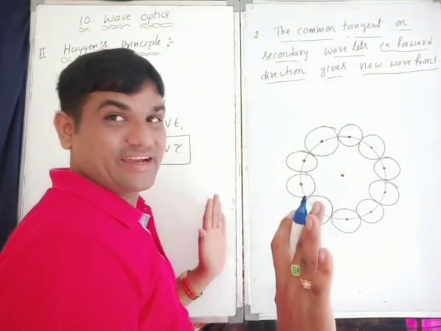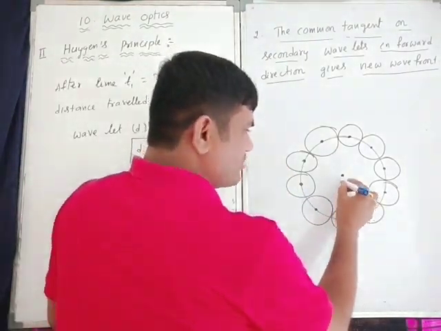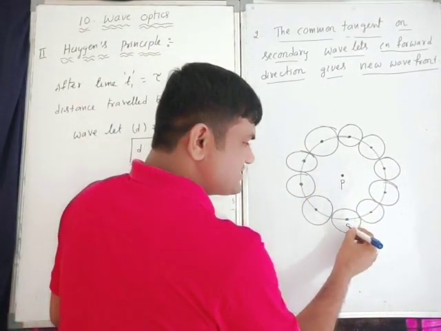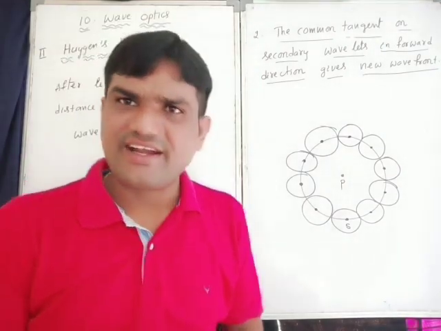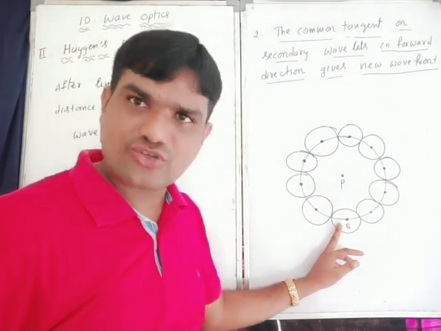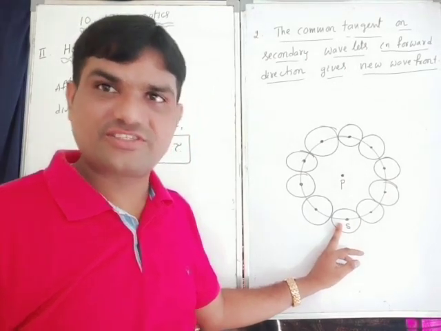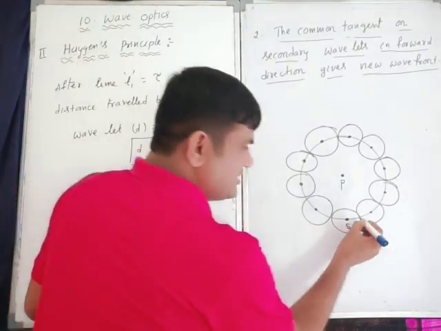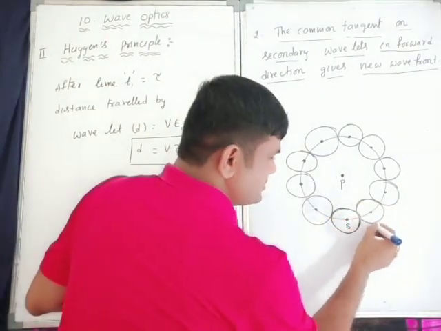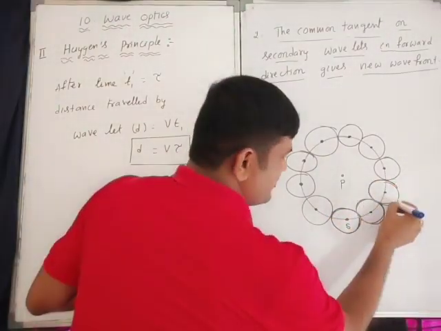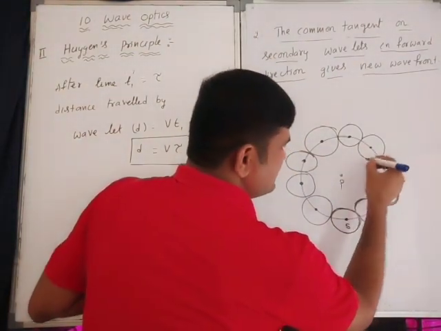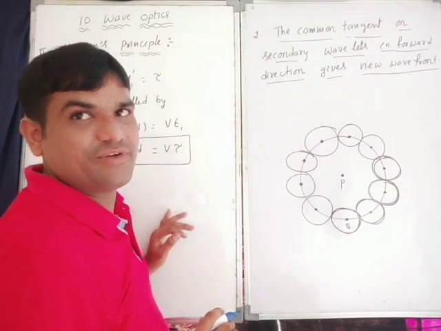So listen everybody again. This is the primary source. This point is the source of secondary disturbance. Secondary disturbance gives secondary wavelets. So this sphere is what? Secondary wavelets. Alright? Secondary wavelets.